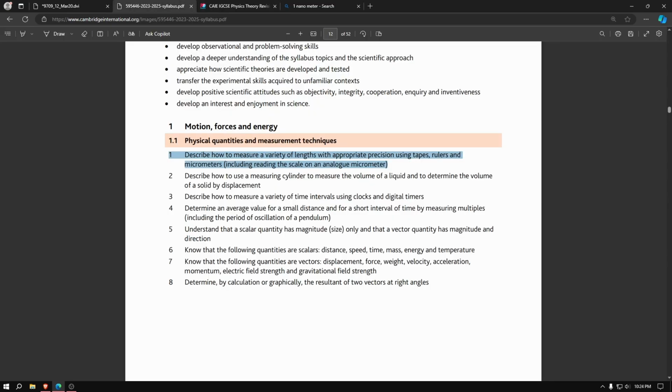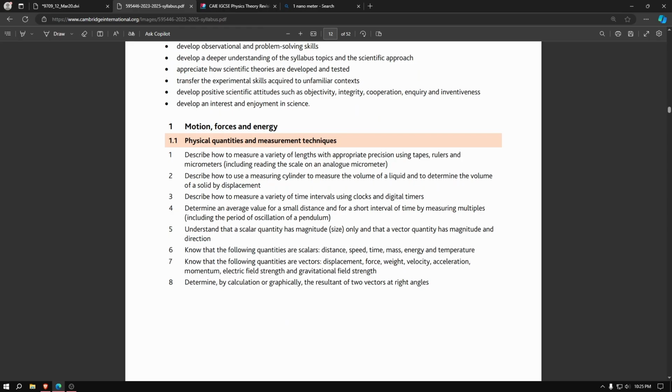So let's begin. Point 1 says describe how to measure a variety of lengths with appropriate precision using tapes, rulers, and micrometers, including the reading scale on an analog micrometer. Important point here, you have to know how to read an analog micrometer. We will get back to that much later after we cover everything else, because this one requires a bit of visual demonstration and will require the help of YouTube.